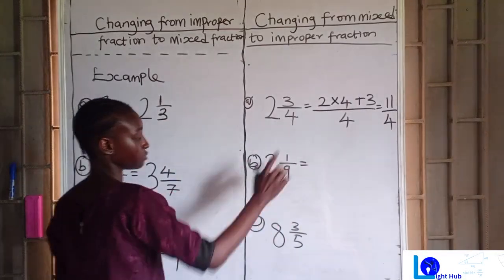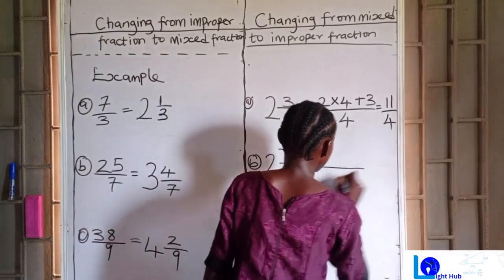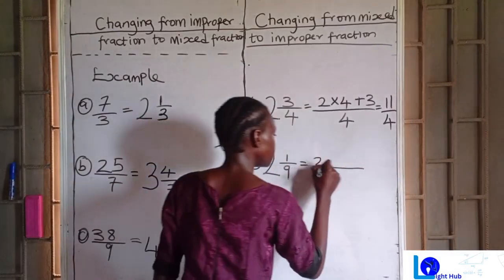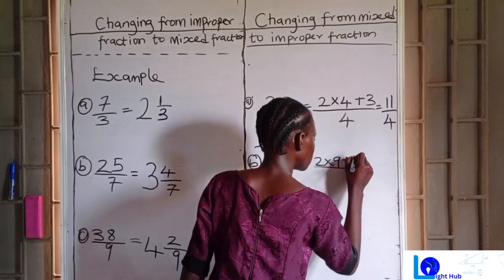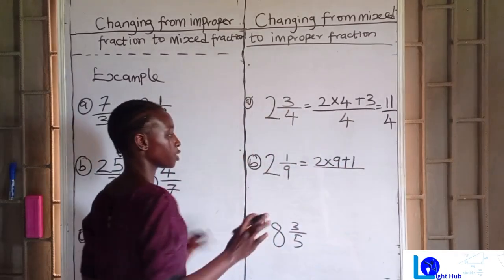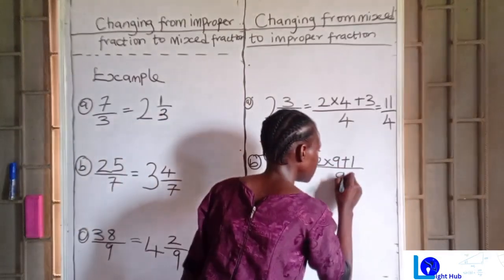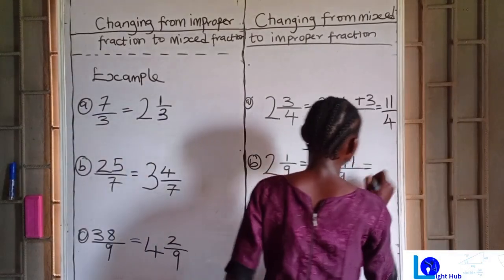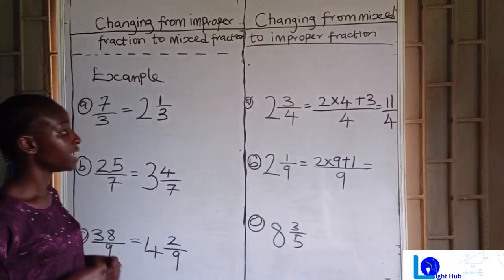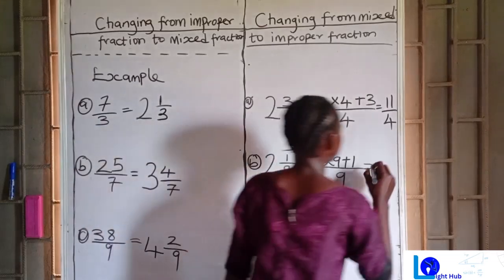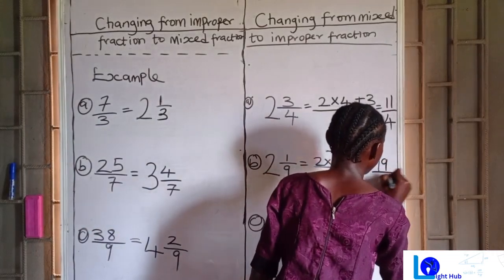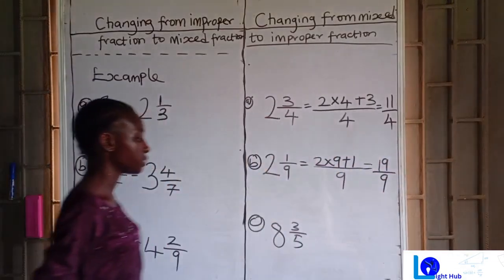Why this 9 will still remain your denominator. So we go 2 times 9 plus 1. That's what our numerator will be, while the denominator still remains 9. So it's equal to 2 times 9, 18 plus 1, 19 over 9. That's how we get it.